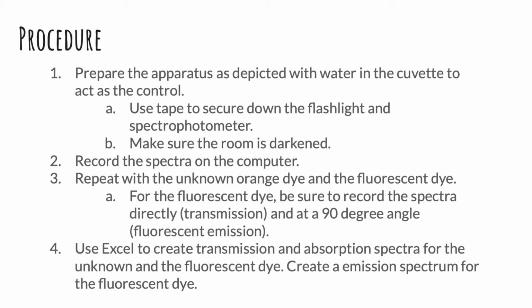We secured the flashlight and spectrophotometer with tape and dimmed the lights. It's important for the room to be dark so we don't get extraneous data from the surrounding light. The cuvette was placed between the flashlight and the spectrophotometer, and the spectra was measured on a computer. This was repeated with the unknown dye and the fluorescent dye. The fluorescent dye was placed at a 90-degree angle to ensure the most exact results. Excel was used to create transmission and absorption spectra for both dyes as well as an emission spectrum.